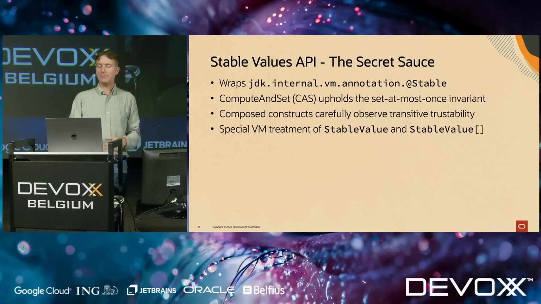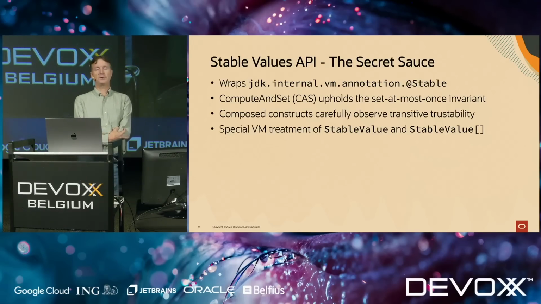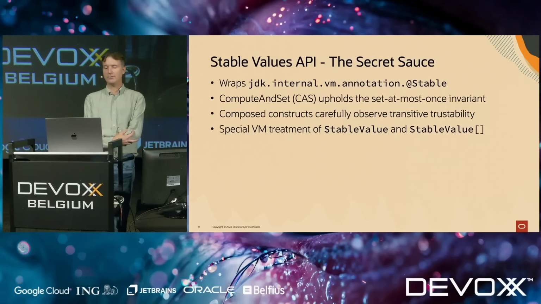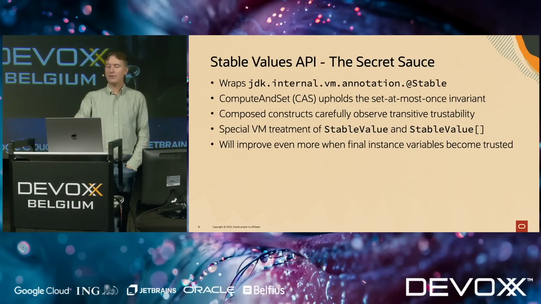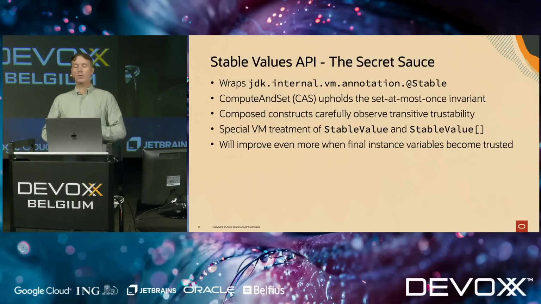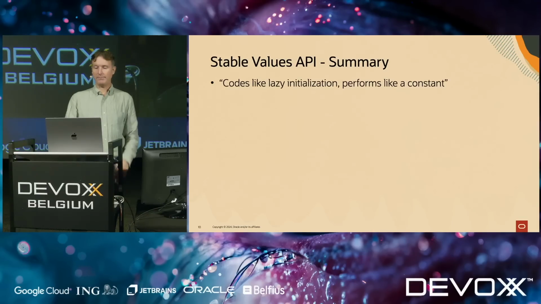And the VM treats stable values and stable arrays of stable values in a certain way. It's very difficult to update a field that's been declared with a stable value. It's equally difficult as updating a field in a record. So you can say that stable values and stable value arrays get the same kind of properties that a field in a record does. And the versatility of stable value will become even better when all final instance fields become trusted, someone in a later VM.